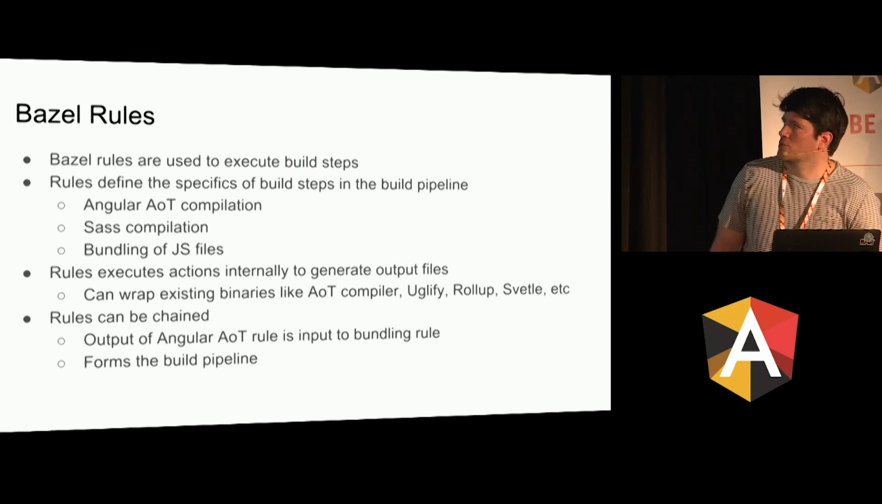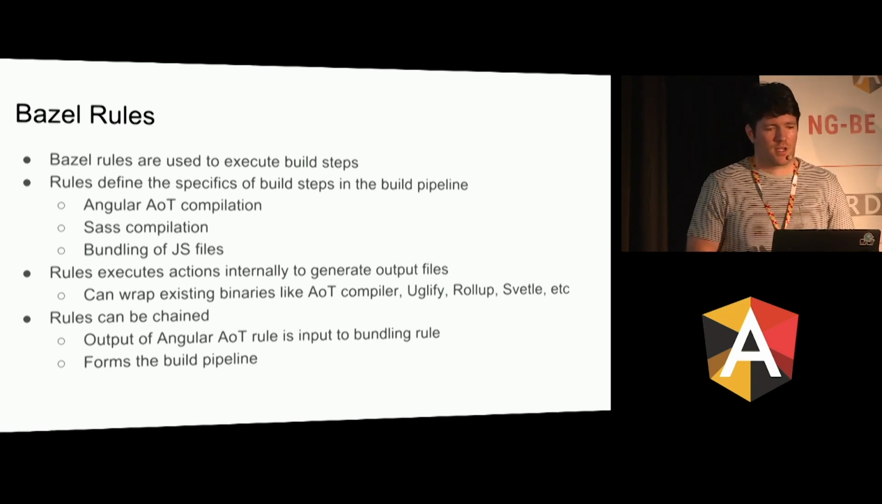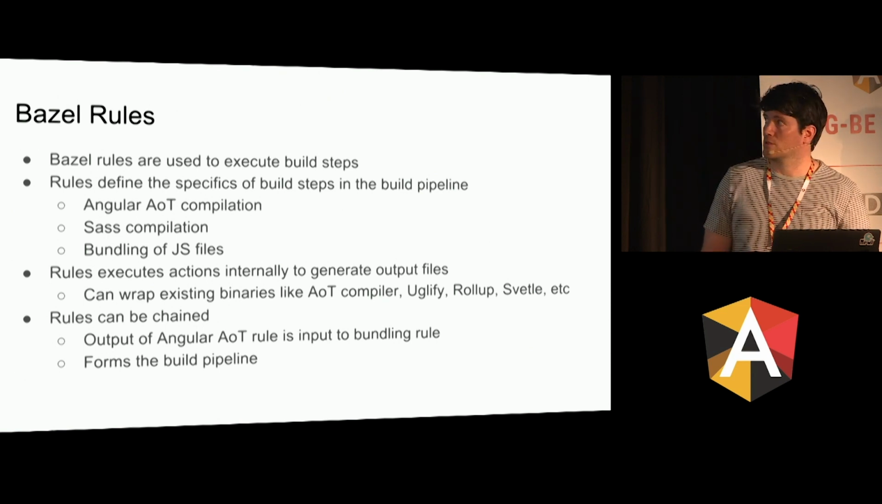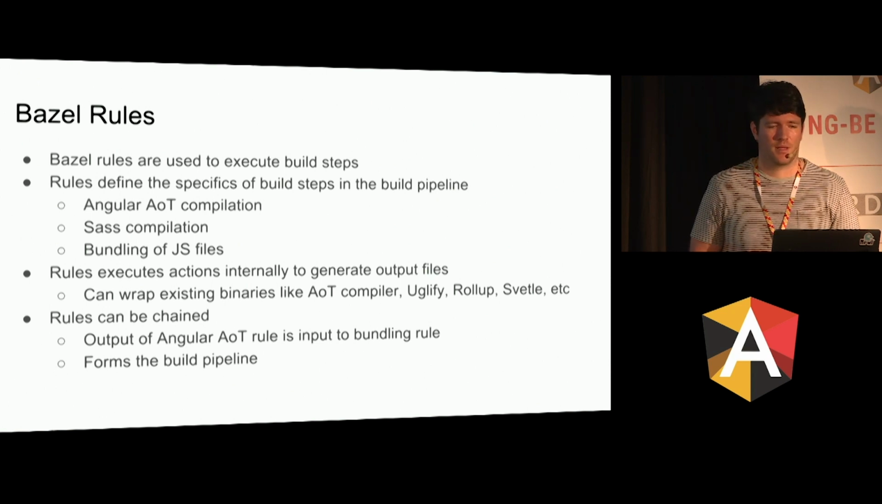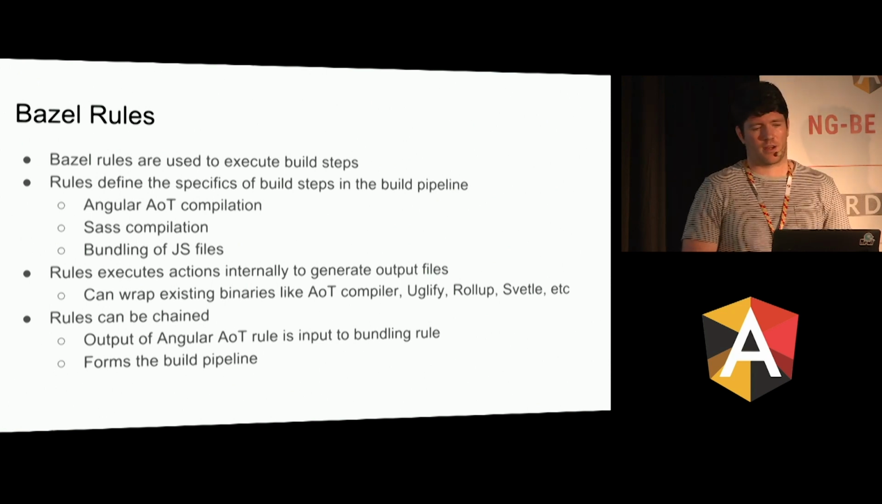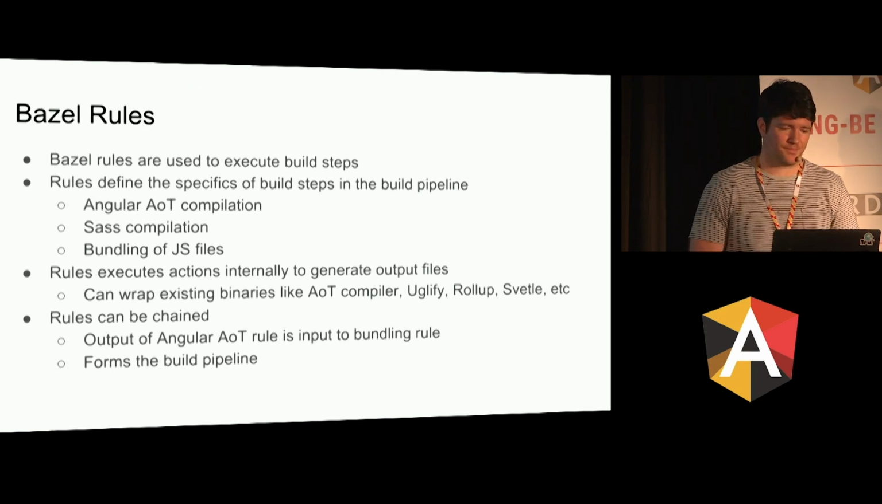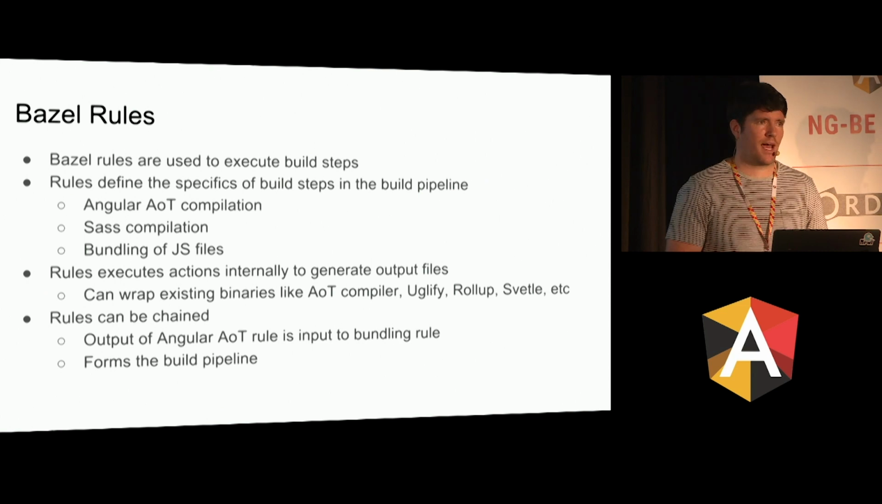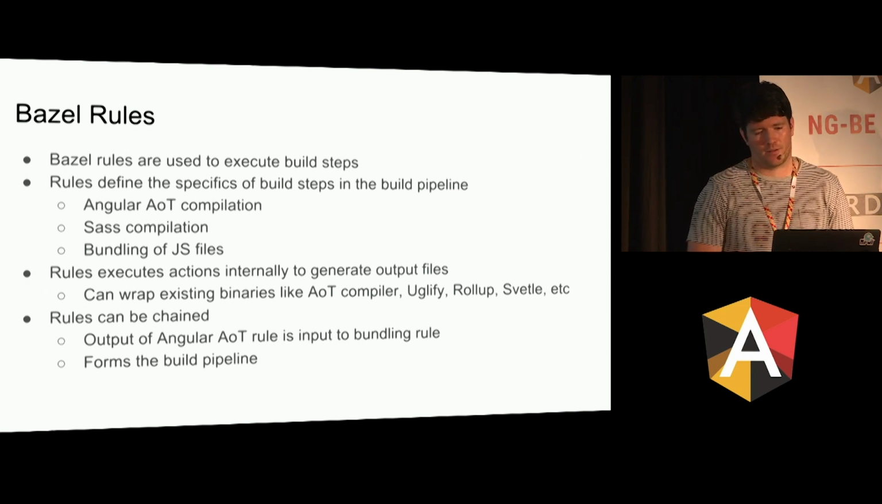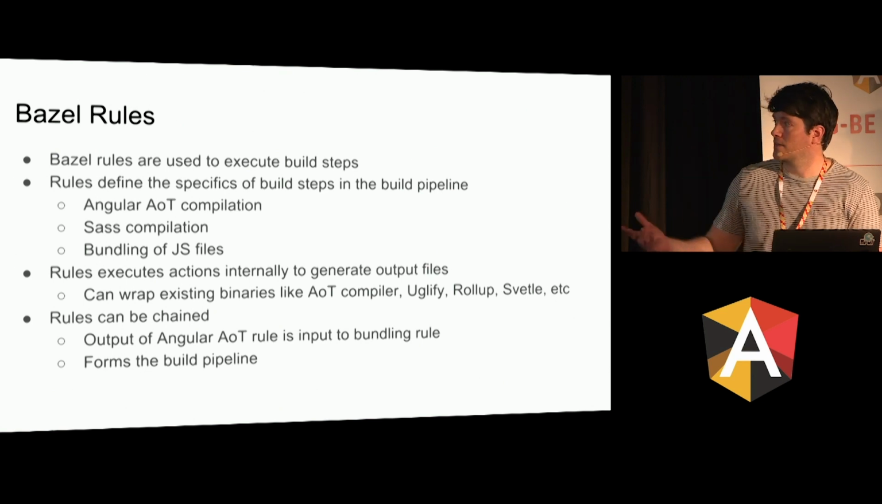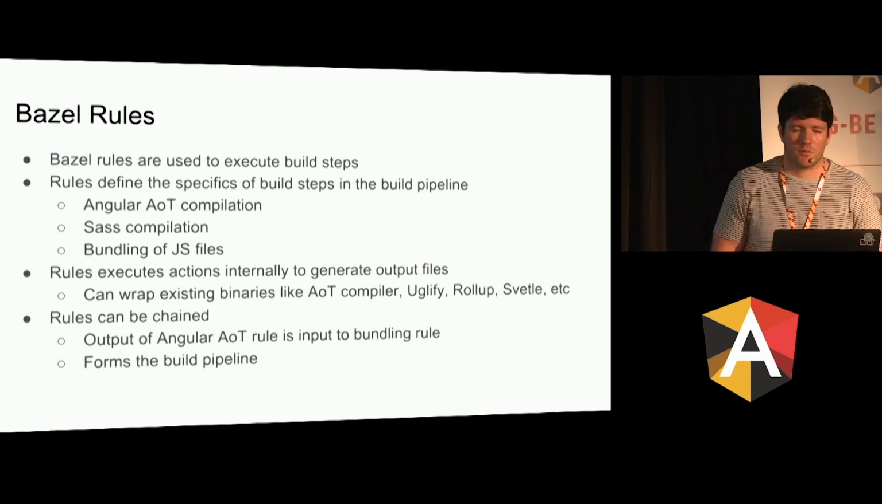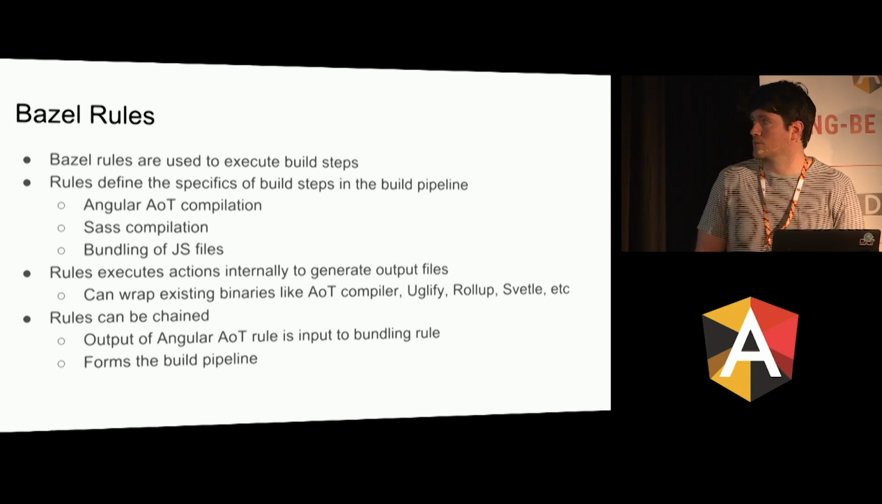And so far, we've kind of just talked about building software as something generic, but how do you actually define the specifics of what goes into your build pipeline? In Bazel, you use what's called Bazel rules to define the specifics of each build step. Some examples are the Angular AOT compilation, Sass compilation, and bundling of JS files. Internally in these rules, you execute what's called actions. These actions typically wrap some existing binaries like the AOT compiler, uglify, rollup, svelte, anything. You can build your own rules, so basically, it can do anything you want it to do.